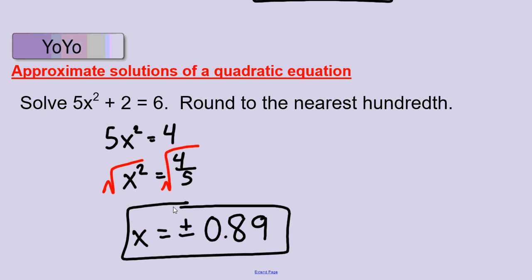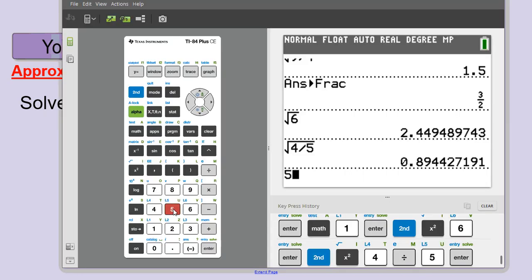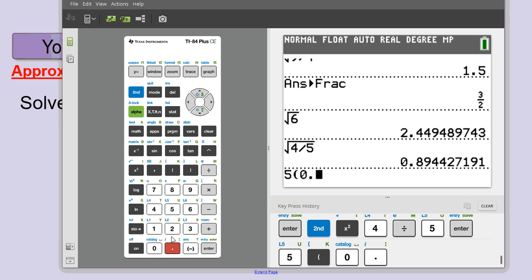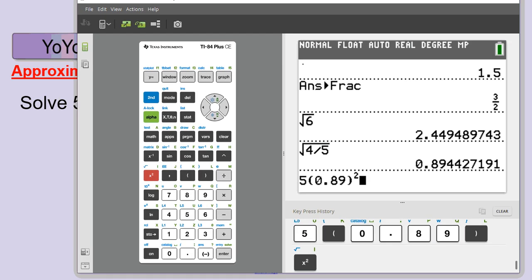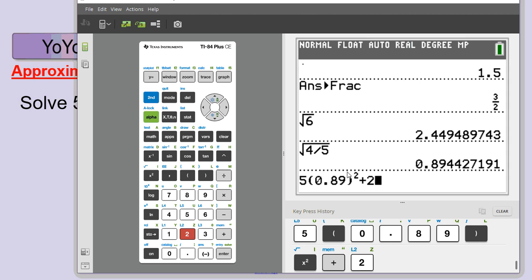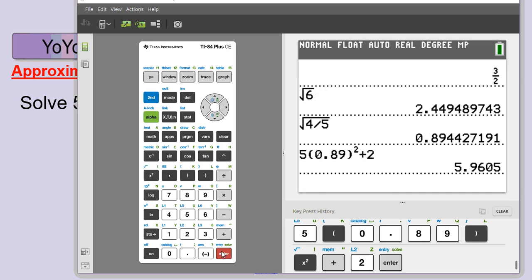There you go. Let's check, just to check an answer. With 0.89, I should be able to do 5 times 0.89 squared, plus 2, and it should be very close to 6. It won't be exactly 6 because we had to round the 0.89. It'll be just below it because we had to round 0.89 from 0.894, and it was really 4.4. But 5.96, if you rounded it, would be 6. So, hey, it works out.